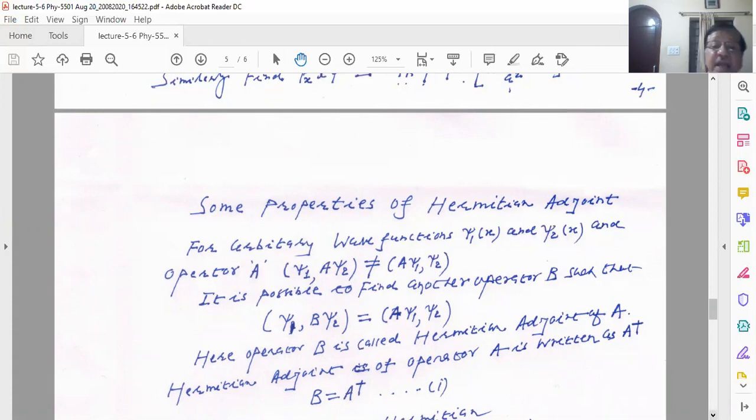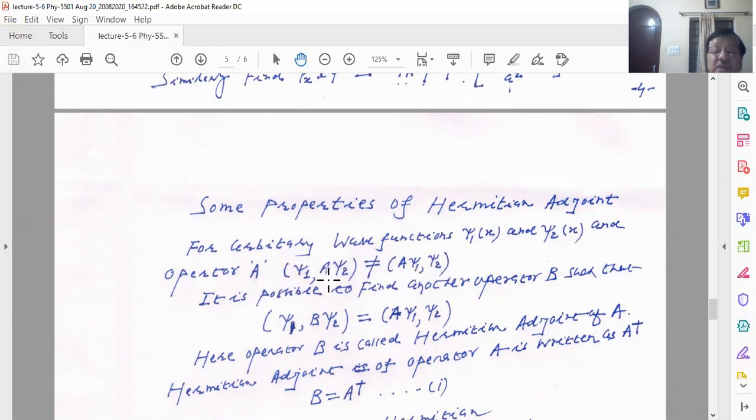You see, for any arbitrary wave functions psi 1 of x and psi 2 of x in one dimension, I can have any ordinary operator. It's not a Hermitian operator. So if you have an operator A, and you take a scalar product of psi 1 with A psi 2, look at this. And if A is not Hermitian, then it will not be equal to the scalar product of A psi 1 with psi 2.